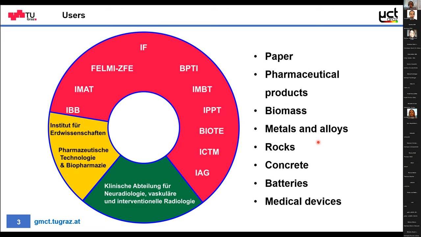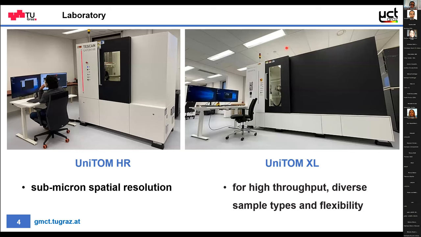This is a view of the laboratory. Here on the right, you can see the so-called Unitom HR. So we have two machines. This machine is for high resolution, so we achieve micro spatial resolution. This is for small samples. On the left side, you can see the big machine. It's a machine with high power, high energy, and it's for dealing with samples with a high density or bigger samples. However, we pay in resolution. The resolution is lower than in this machine.